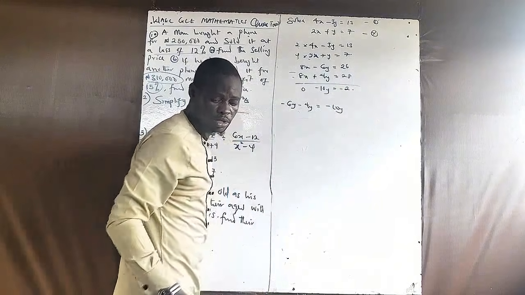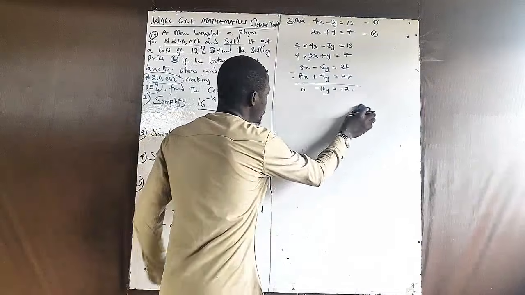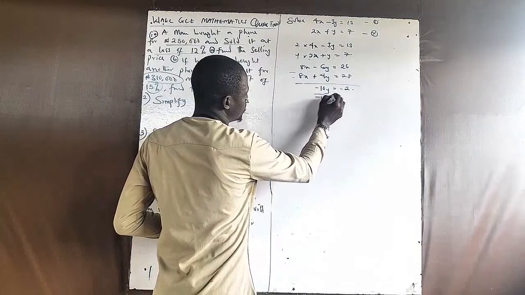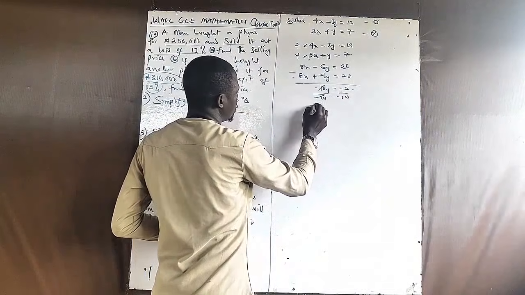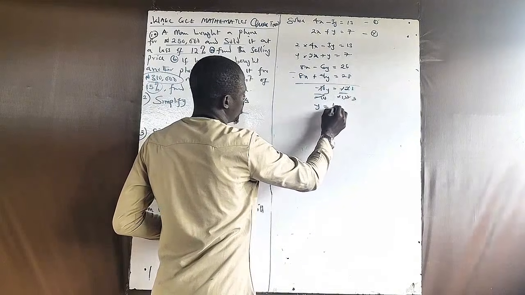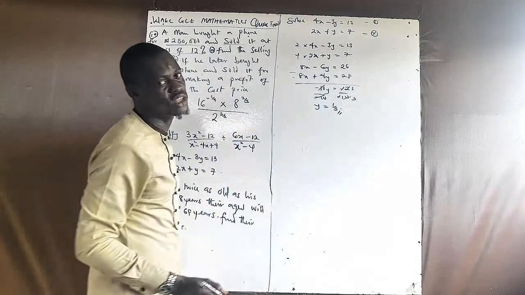So if I have something of this kind, what do I do next? Dividing both sides by minus 10, your y will be equal to minus 2 over minus 10. 2 in 10 is 5, that will be 1 over 5. I've gotten my y as 1 over 5.